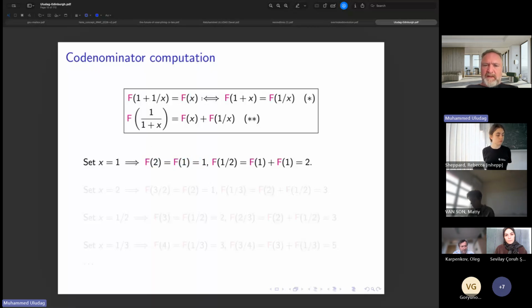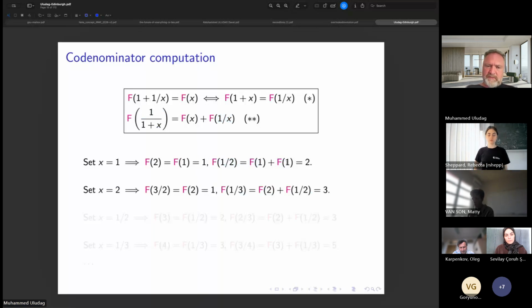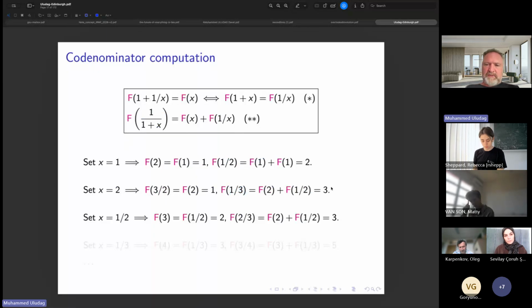And here also, if you set x equals 1 here, this says f of 1/2 equals f of 1 plus f of 1. So f of 1/2 is 2. And we can go on. If we set x equals 2, by using these functional equations and the previously found values, we can compute f of 3/2 to be 1 and f of 1/3 to be 3, and so on. This way we can produce all values of f.